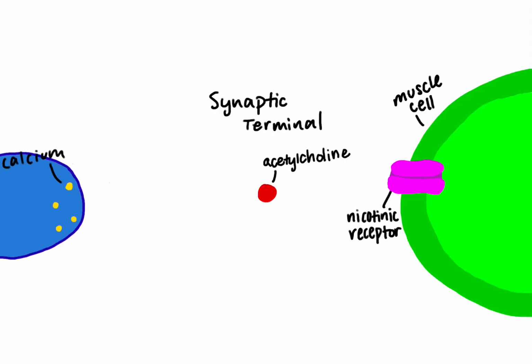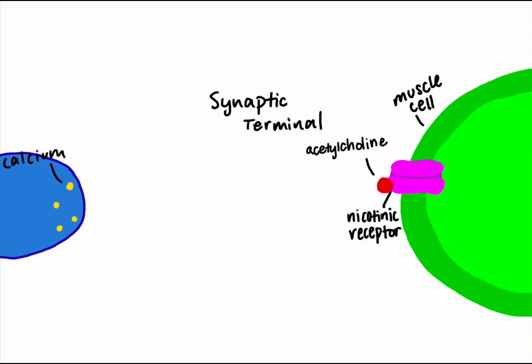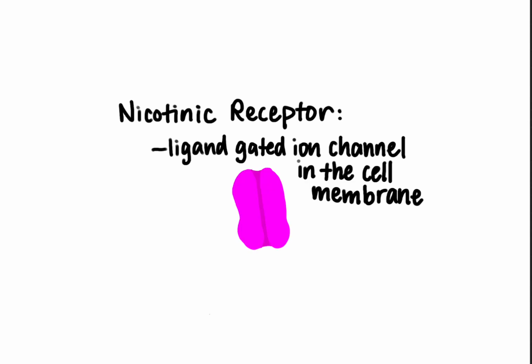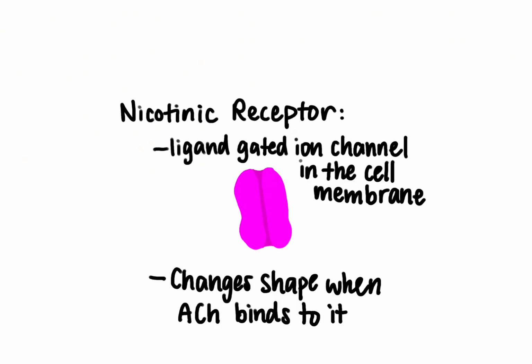The acetylcholine is then released into the synaptic cleft, which is the space between the neuron and the muscle cell. The acetylcholine is now ready to bind to its receptor. The receptor is a nicotinic receptor. This is a ligand-gated ion channel that is embedded in the cell membrane. Once the ligand binds to it, it changes shape and opens its channel to allow for the flow of ions.